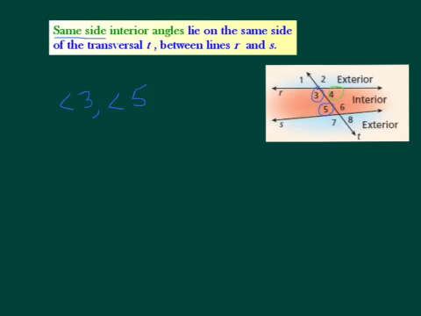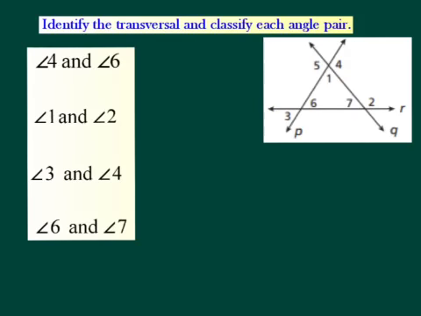Angle 4 and angle 6, likewise, are same side interior angles as well. Okay, perfect. Practice. We have this figure right here, and what I want us to do is identify the transversal and classify each angle pair that are given right here. So let's start with angle 4 and angle 6.